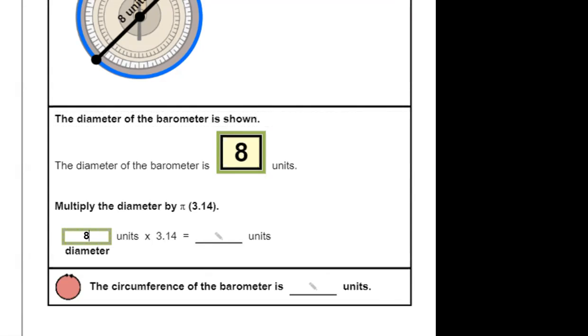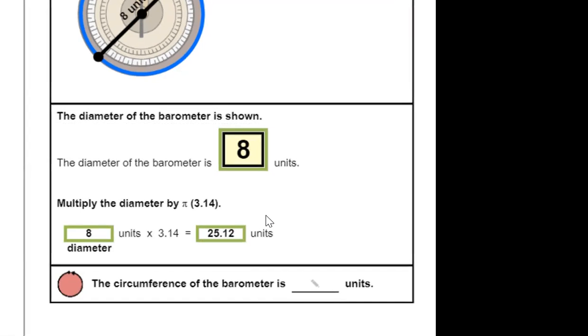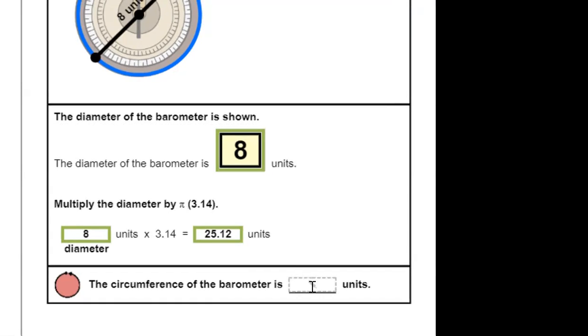25.12. Did you hit your buzzer? What is it? 25.12. That is what the circumference of the circle would be. Does everyone understand how we multiplied 8 and 3.14 to get 25.12? No, I don't get it.